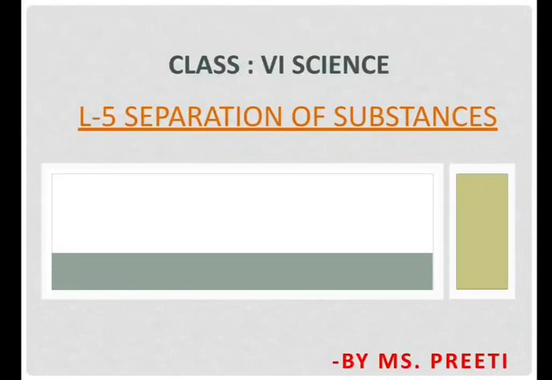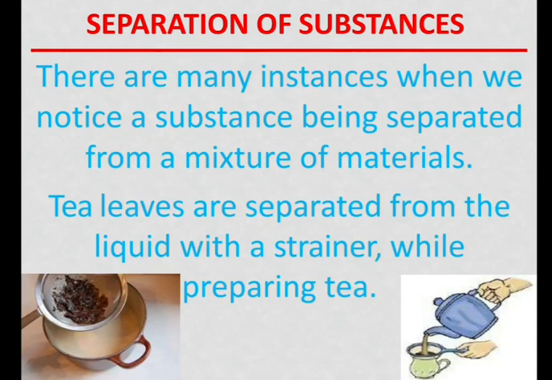Good morning, students. So today we are going to start a new chapter in science, which is lesson number 5, separation of substances. Before starting, let us know what a mixture is. Mixtures are impure substances in which two or more constituents are combined in any proportion. Since the constituents are not chemically combined, we can separate the mixture. That is, we can separate the constituents of a mixture using different physical methods. And in this lesson, we are going to learn about those different physical methods.